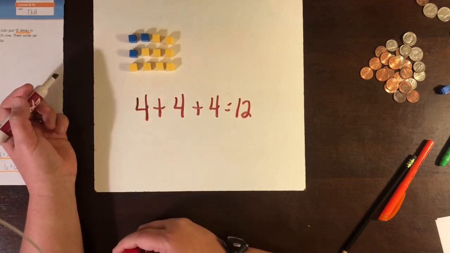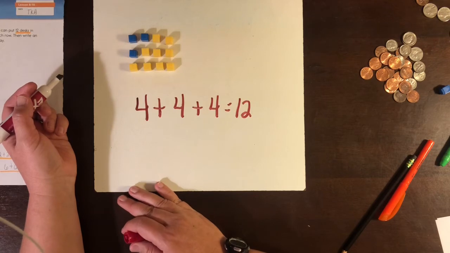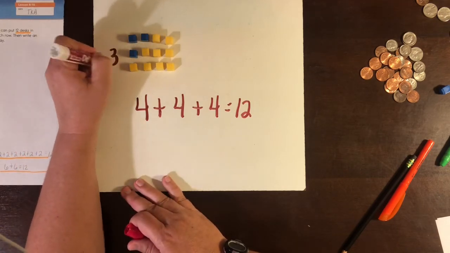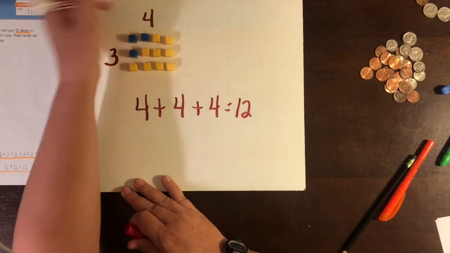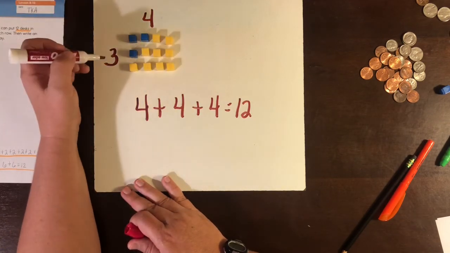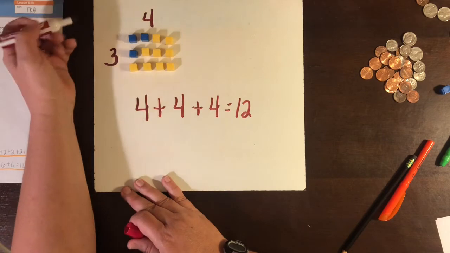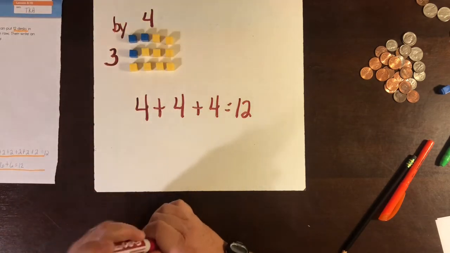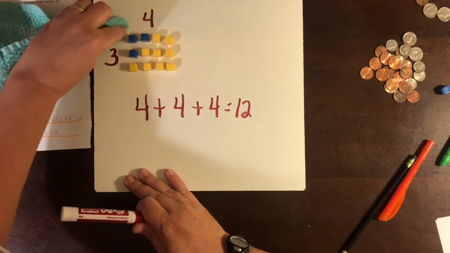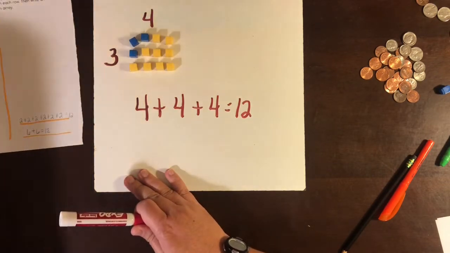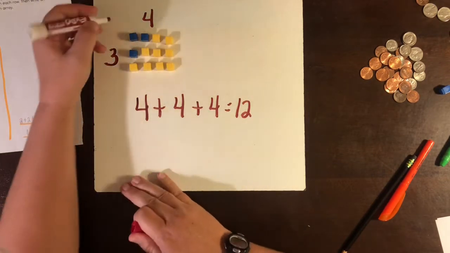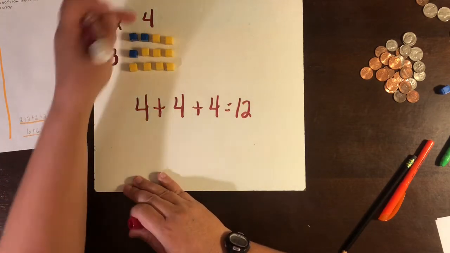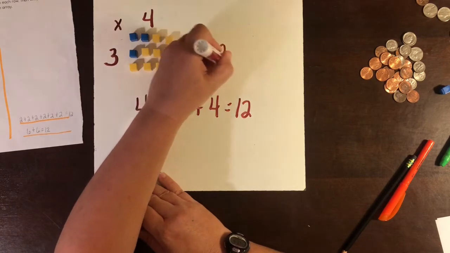Now I want to show you something that, like I said, we started last week, and I think you're ready for it. These are my rows, and I have 4 columns. We've been calling it a 3 by 4 array, but the word by. But I think you're ready to start thinking of it as times, multiplication. 3 times 4, and we know that equals 12.